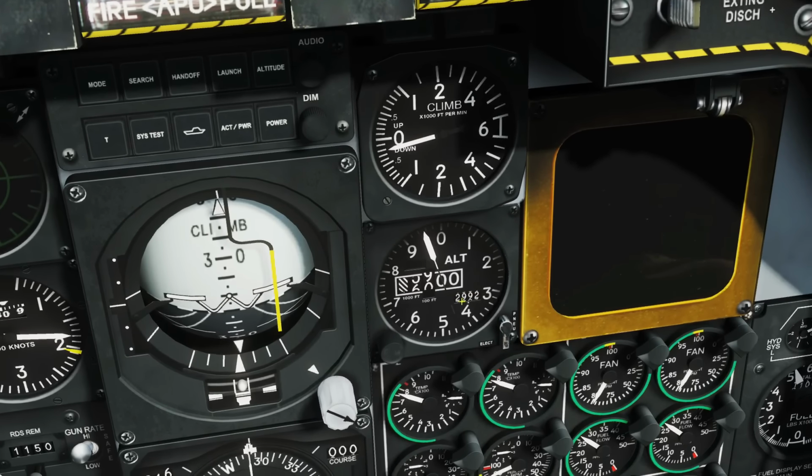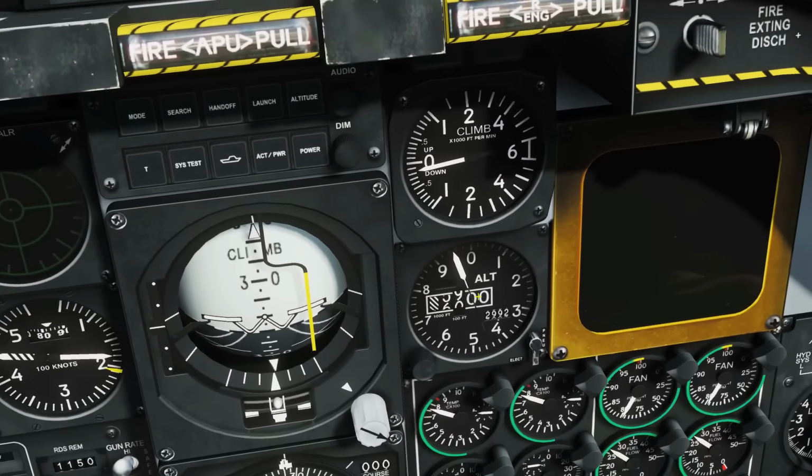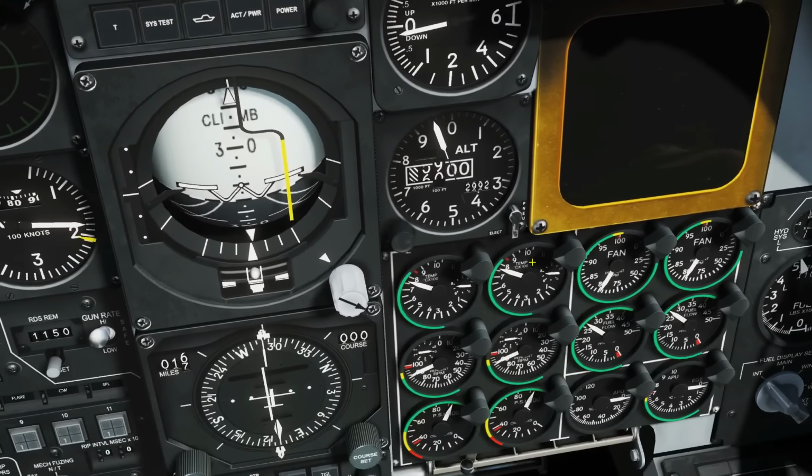Our QFE we cannot set here. I had a quick look and I can't see any way of changing the QFE that I know.